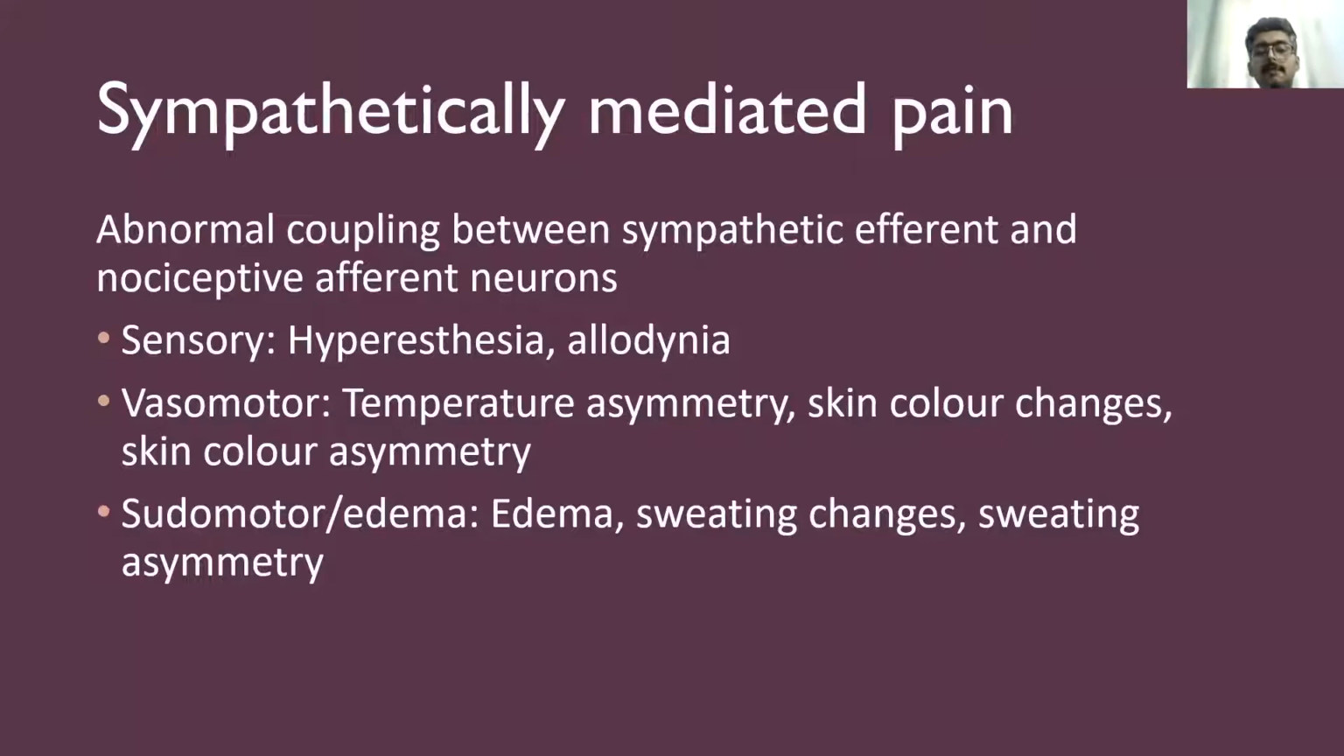But here, there is an abnormal coupling between sympathetic efferent and nociceptive efferent neurons. So when there is pain in a particular area of the body, there is an associated sympathetic response in that area. As with every neuropathic pain, there will be hyperesthesia or allodynia. Along with that, there will be sympathetic responses like vasomotor symptoms. There may be a temperature asymmetry in that region. There can be skin color changes, skin color asymmetry, etc., and pseudomotor changes like edema, sweating asymmetry, etc. This is not a very common thing, but it is an important contributing factor of something known as complex regional pain syndrome, which is again very rare, but worth knowing about. This can also be classified under neuropathic pain because it primarily deals with the nervous system.